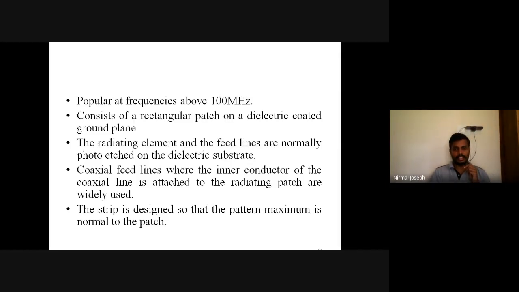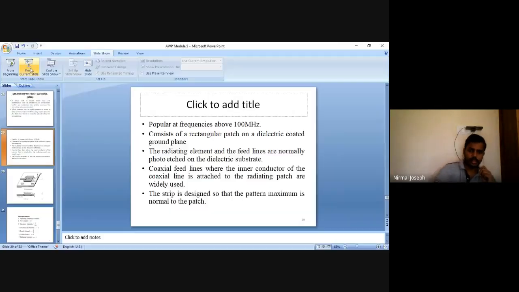Coaxial feed lines, where the inner conductor of the coaxial line is attached to the radiating patch, are widely used. Feed lines means coaxial feed lines. Have you ever seen any coaxial feed lines? Any coaxial cable, have you ever seen?